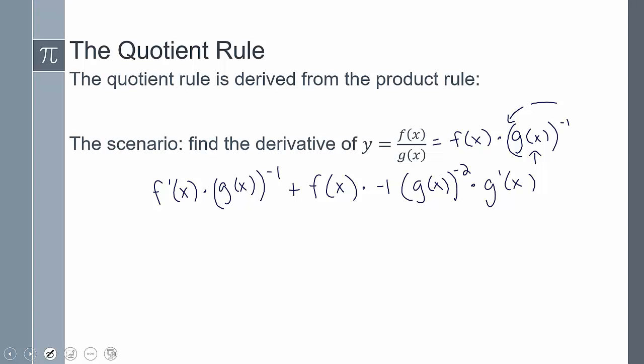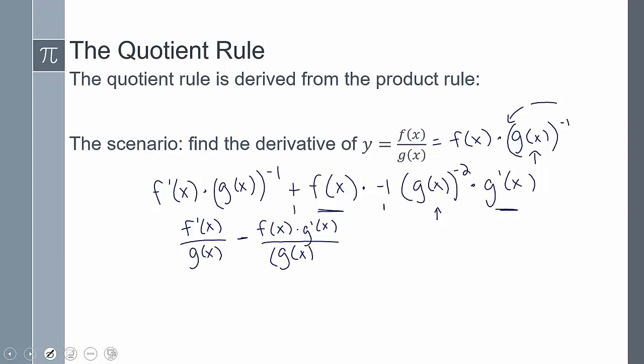Now this looks really ugly, so we've got to clean this up. In this instance, this will be f prime x over g of x, and then minus, because of the minus plus. Now this is to the second power, so that goes in the denominator. Then I have f of x and g prime x on top, so f of x times g prime x, over g of x squared.